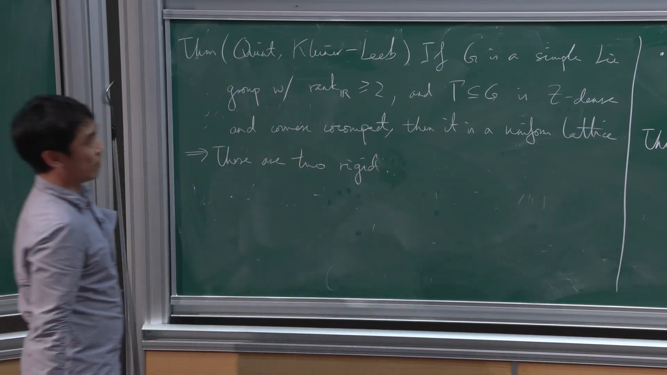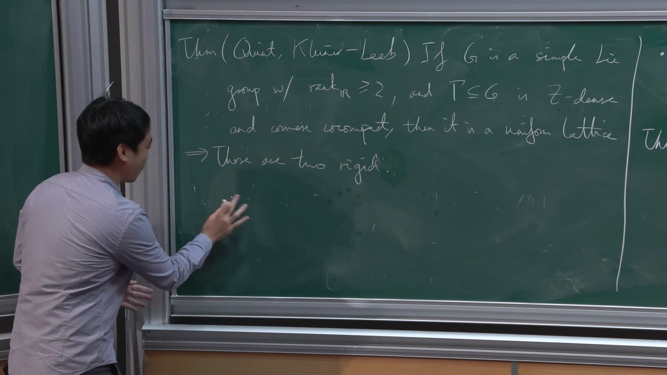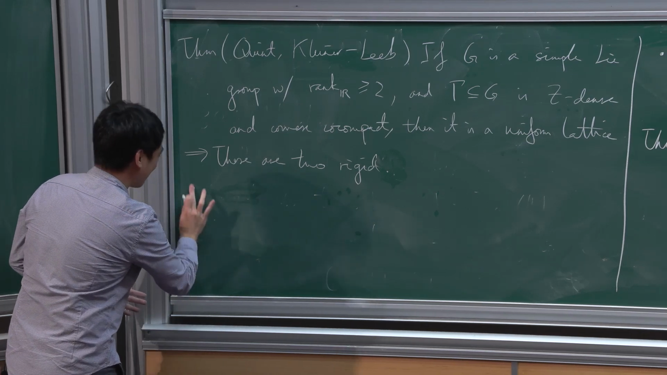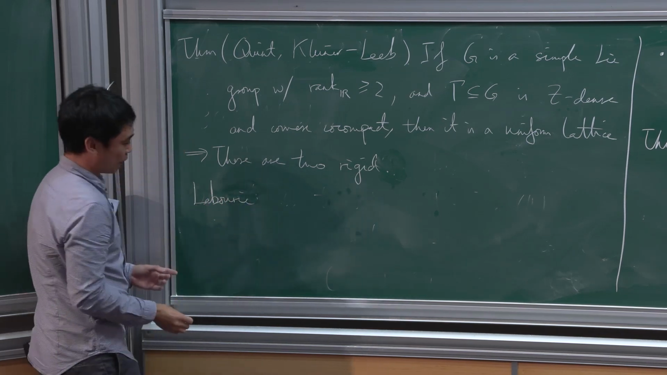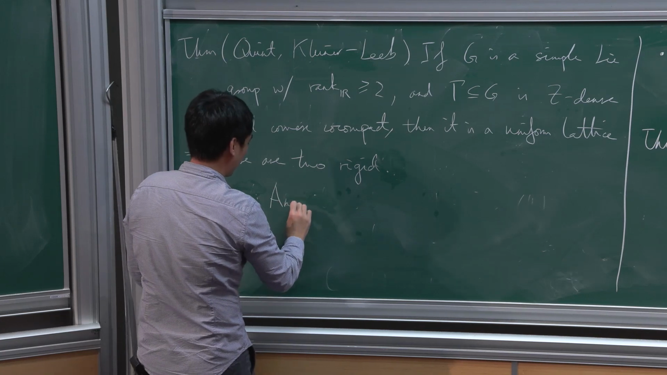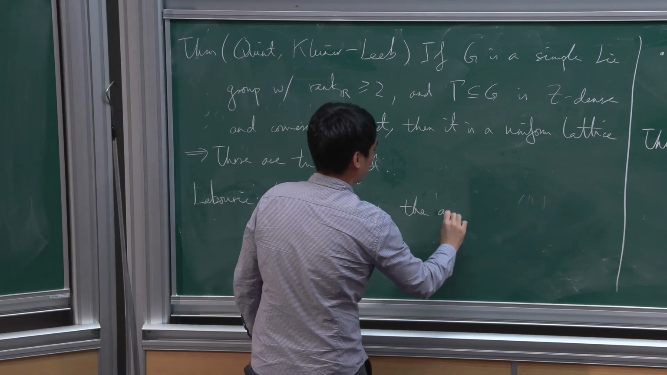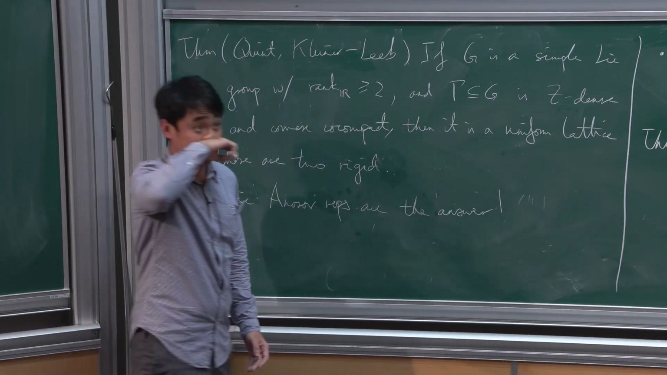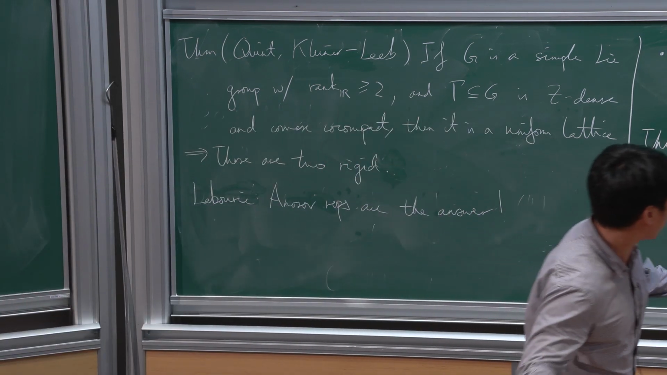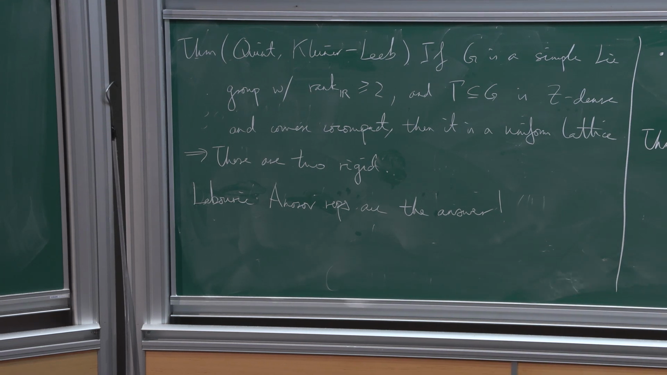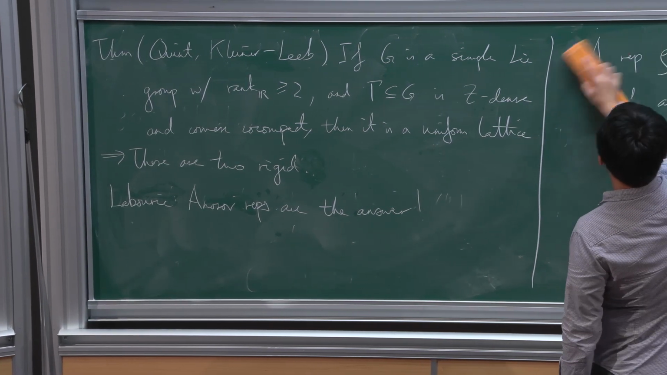So then the question is, is it hopeless, right? Are we dead? Fortunately, the fact that I'm giving this mini course tells you that the answer is no. And this is, François Labourie tells you that Anosov representations are the answer. So this is kind of my approach to how I think about these Anosov representations.